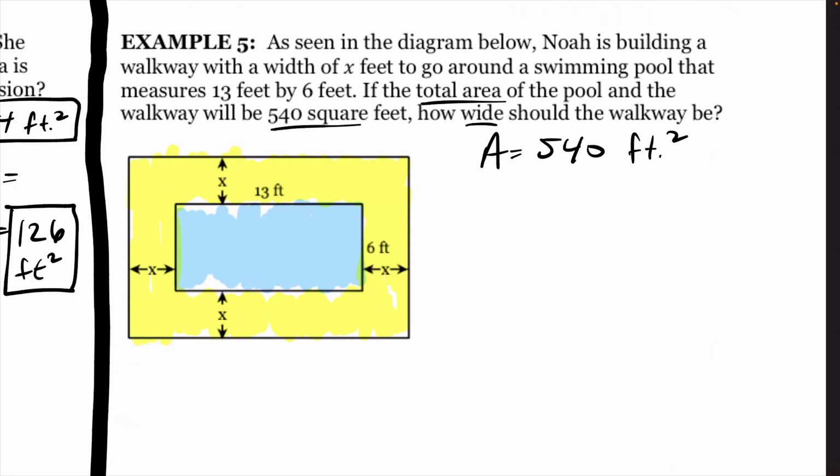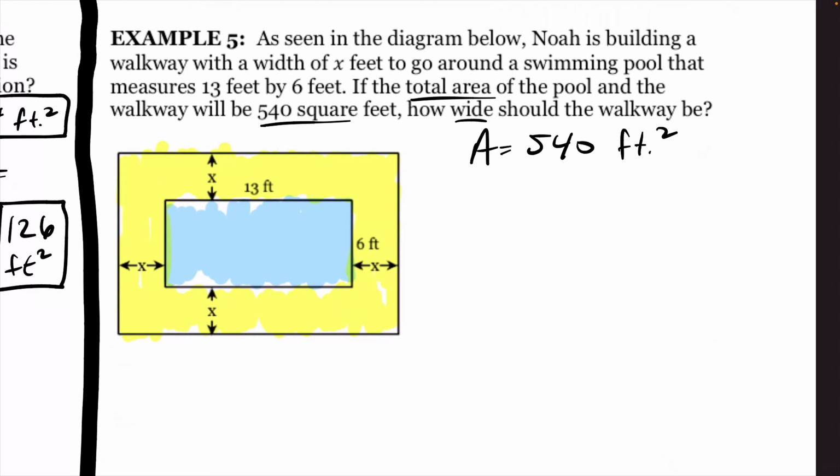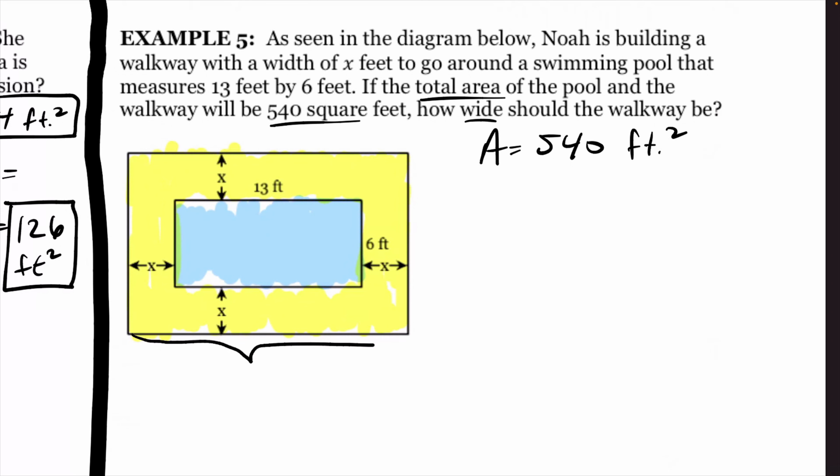So not 13 times 6. 13 times 6 is actually going to be less than that. But you're right. Length times width, right? Length times width. So they did the big length times the big width. So what we got to do is figure out what this is and what this is, because that's going to equal 540.